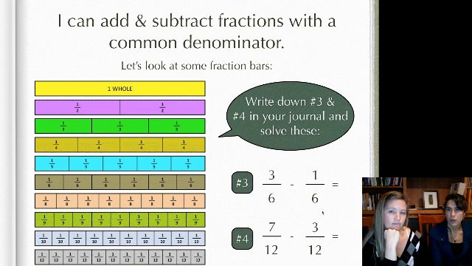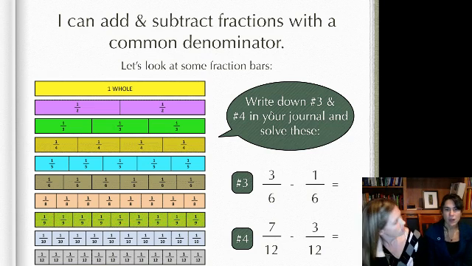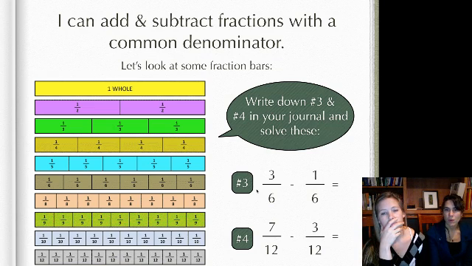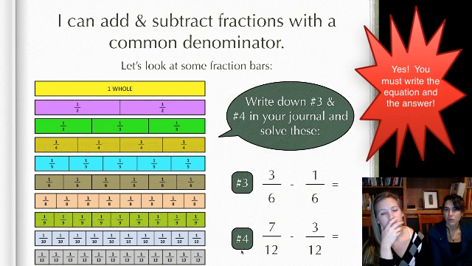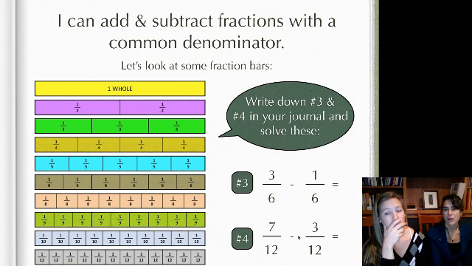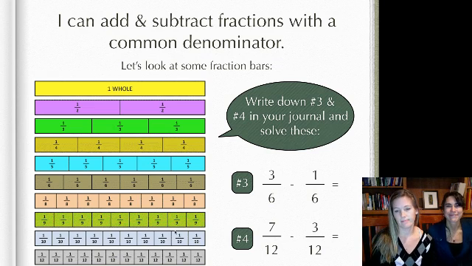Now, please make sure to write down number 3 and 4 in your journal. We're just going to tack on from the other two. And very similar, you're going to take a moment to think about what the rules are for subtracting fractions with common denominators. And you're going to write these down: 3/6 minus 1/6. Add your answer there. And then with number 4 here as well, label please 7/12 minus 3/12, and you should have a lovely little answer there as well.